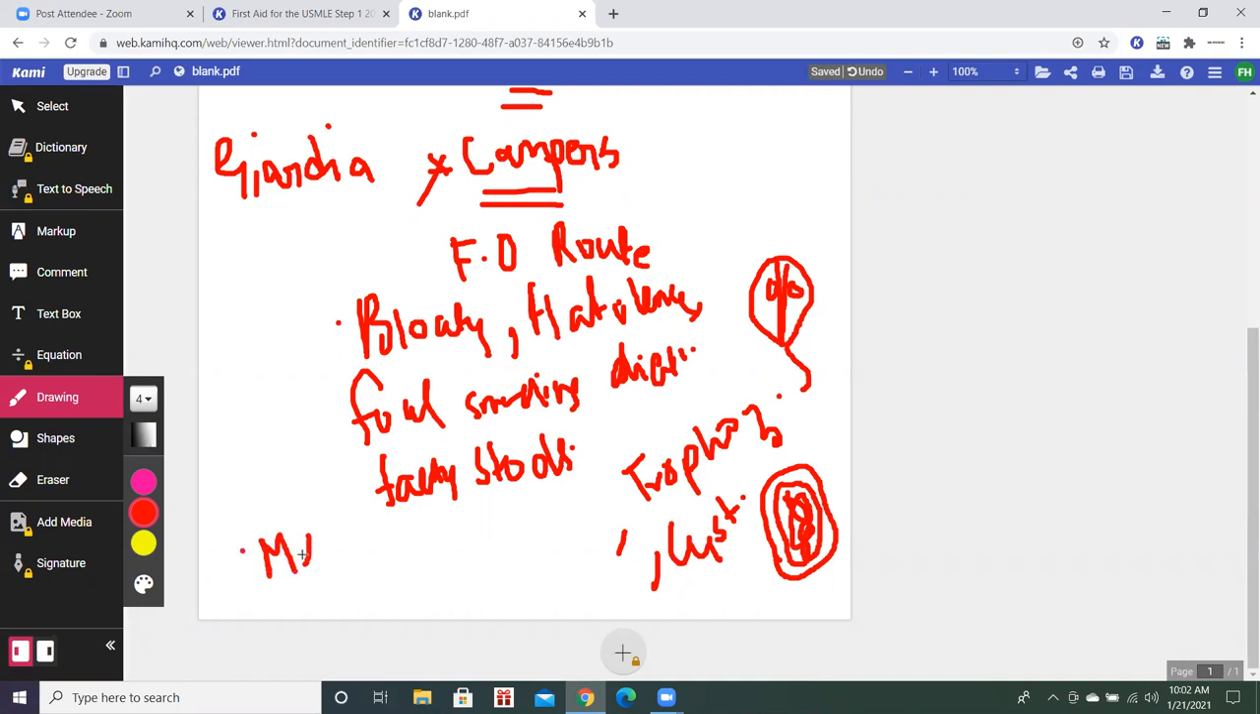Treatment is, we treat these patients with metronidazole, okay? So that is giardiasis, okay?